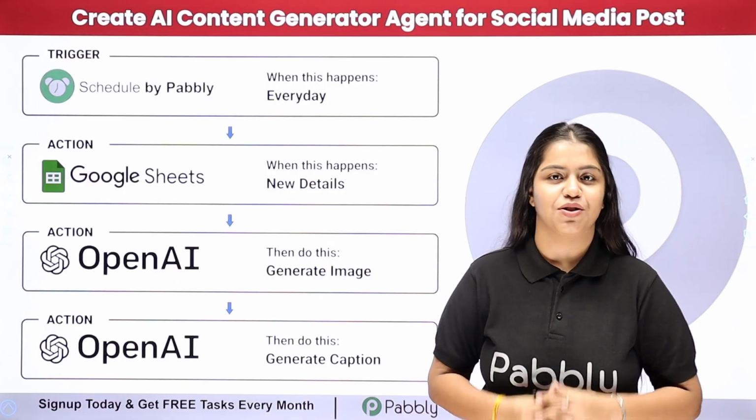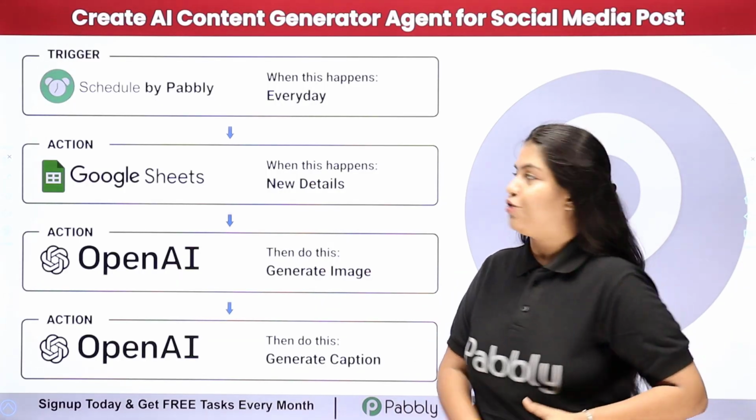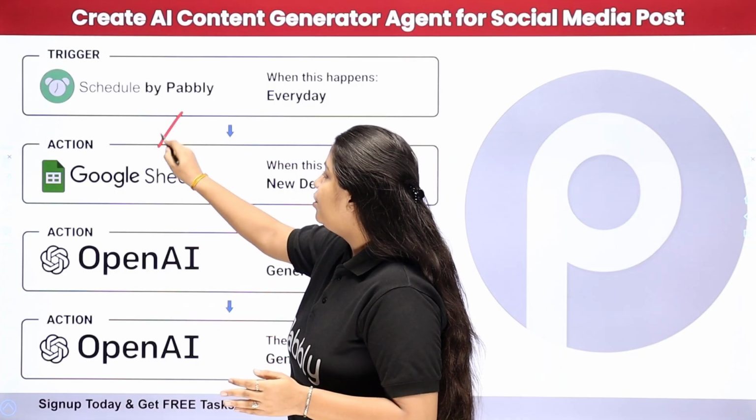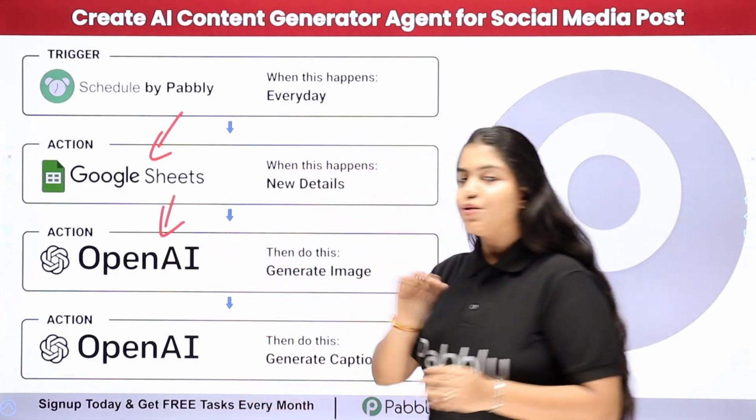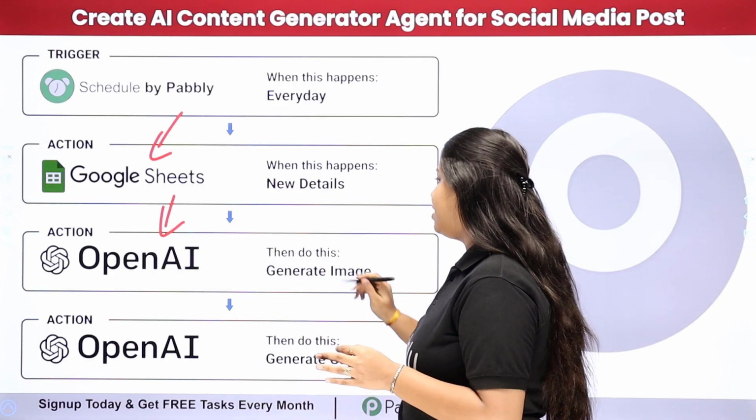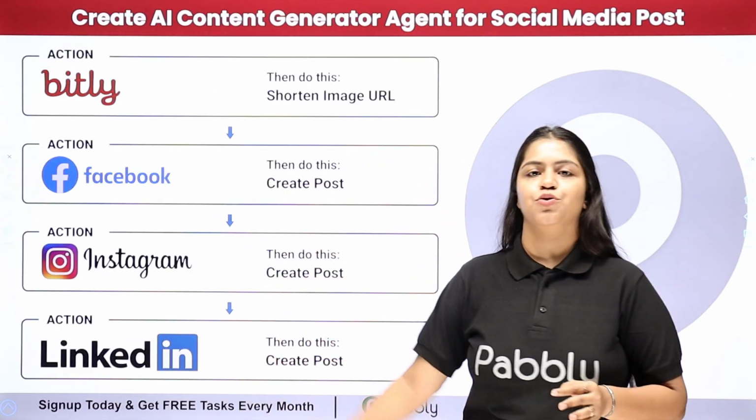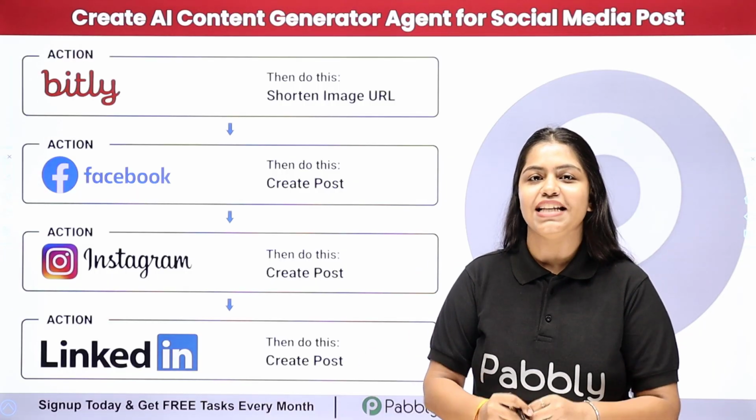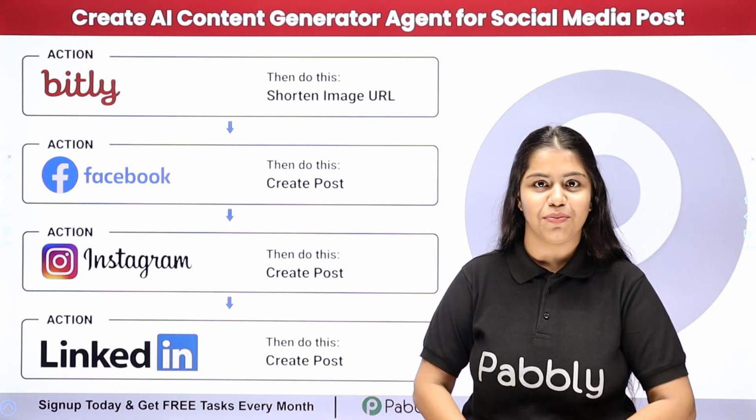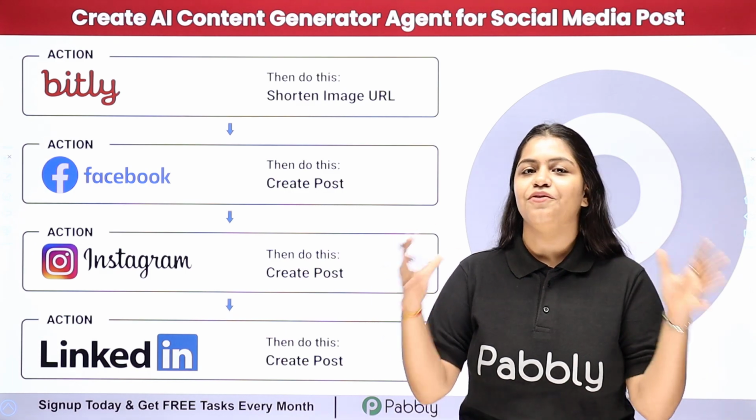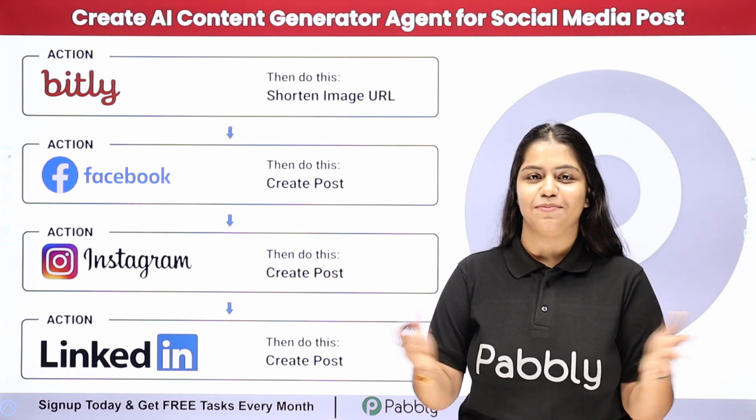To do this, we are simply going to create a connection between Schedule by Pabbly, Google Sheets, and OpenAI, and using OpenAI we are going to generate the image and the caption, and then further we are going to post this content on our social media platforms. So yes, if you also want to create this amazing automation for your own business too, then you have to come with me towards my screen.